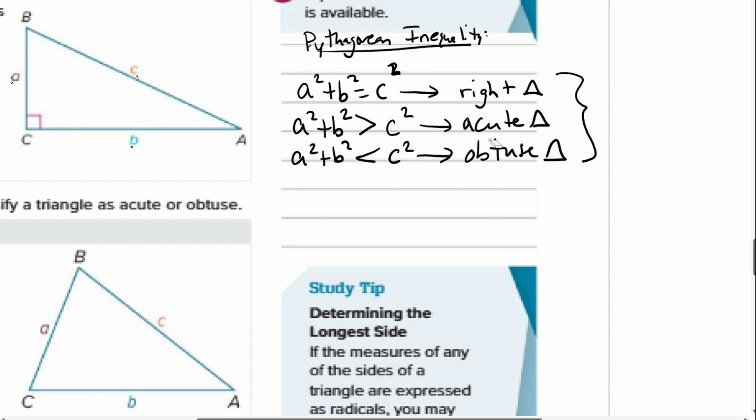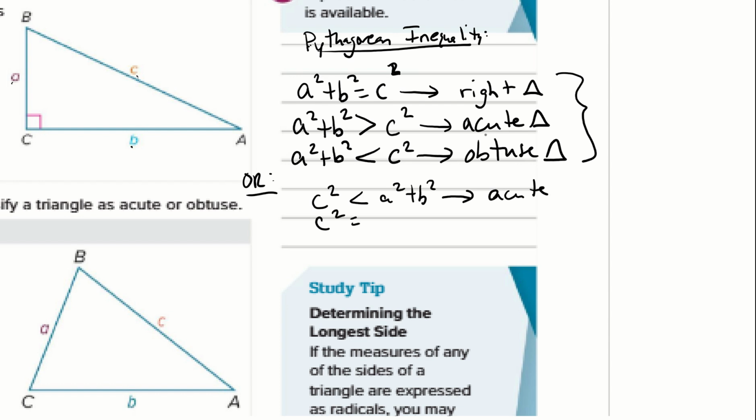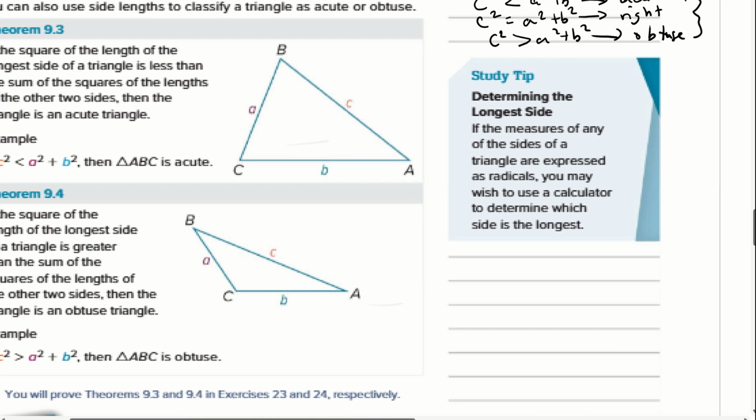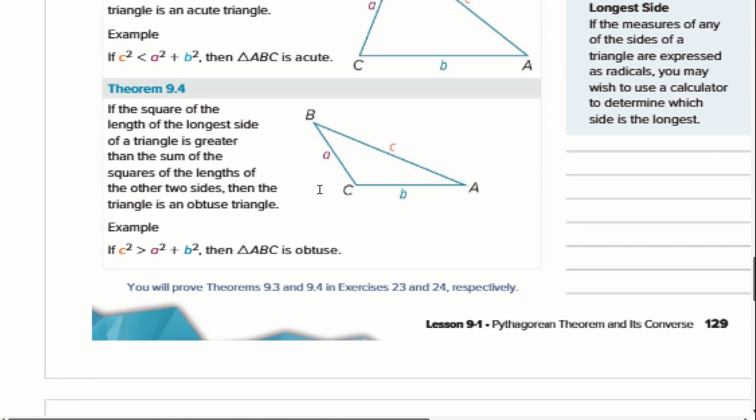Okay, so here's another way of looking at it. Or you can say, okay, if c squared is less than a squared plus b squared, then it's acute. If c squared is equal to, then it's right. If c squared is greater than, then it's obtuse. Okay, so you have a few different ways of looking at it. You can look at it in terms of a squared plus b squared, or you can look at it in terms of c squared on the left side. All right, so that's what those two theorems state.